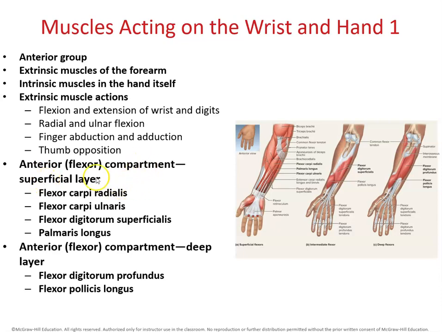We have the anterior compartment and the superficial layer there are the flexor carpi radialis, the flexor carpi ulnaris, the flexor digitorum superficialis, and the palmar longus. Then the anterior compartment, and this is the deep layer, we have the flexor digitorum profundus and the flexor pollicis longus.